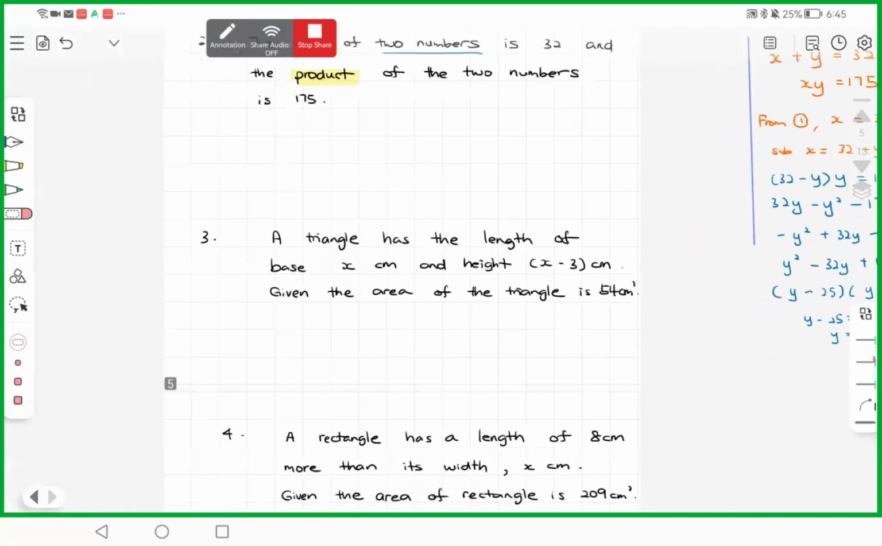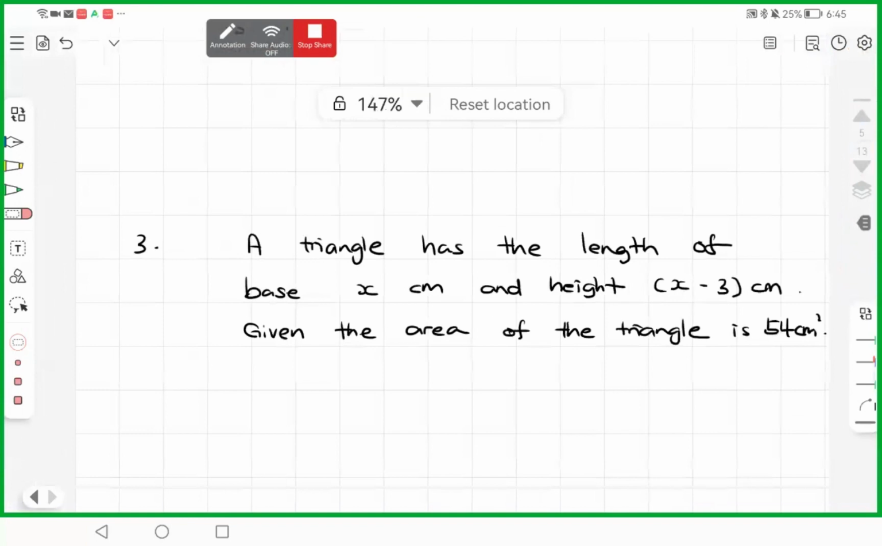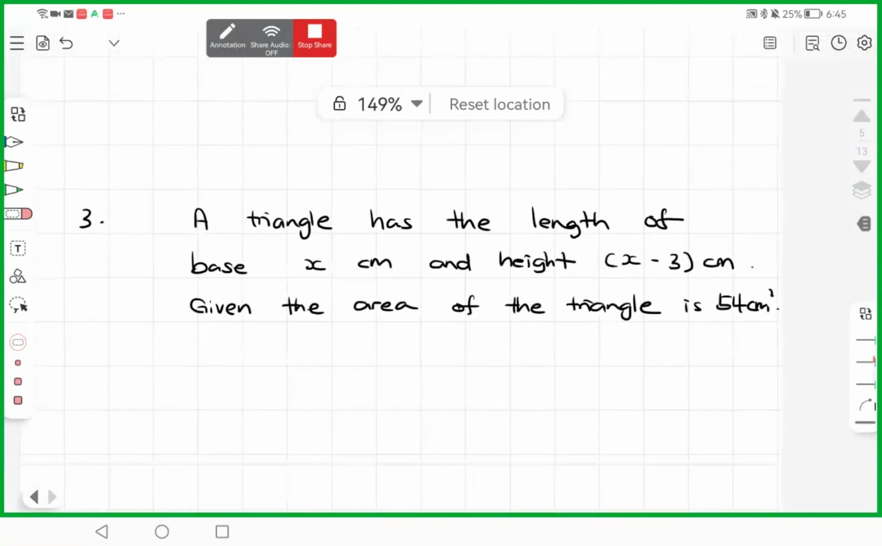Yes, okay. So the last one, before we end the class today. Sometimes they will involve some formula like area of triangle, perimeter. That one you can refer back to the formula. The list of formulas will be given during SPM. So look at number 3: a triangle has a base of length x centimeters and height x minus 3. Given the area of the triangle is 54, my question is, what is the formula to find the area of a triangle? How to find the area of a triangle?